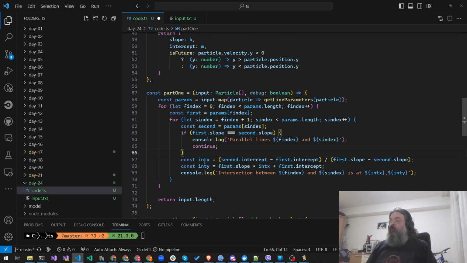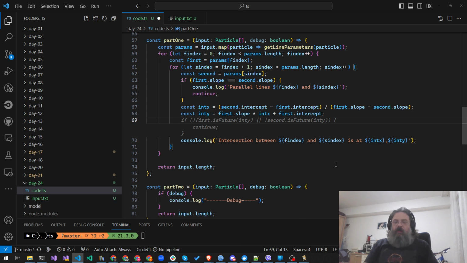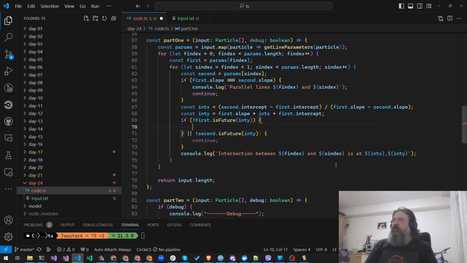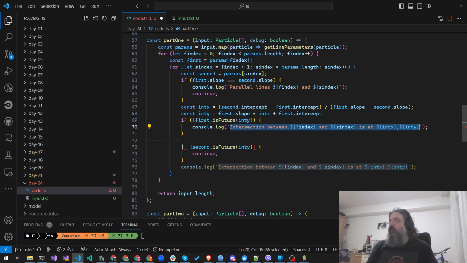Okay. So now we have the y of the intercept, and we can say, actually, we will just use one by one. Console log, the point is in the past for f index. And continue.